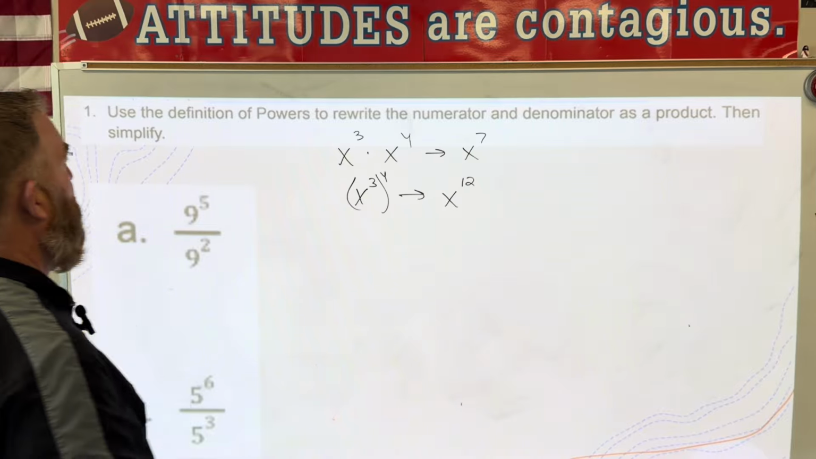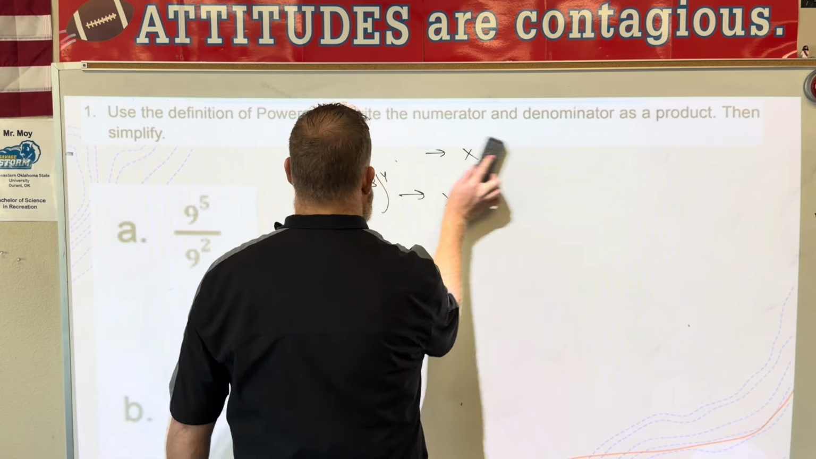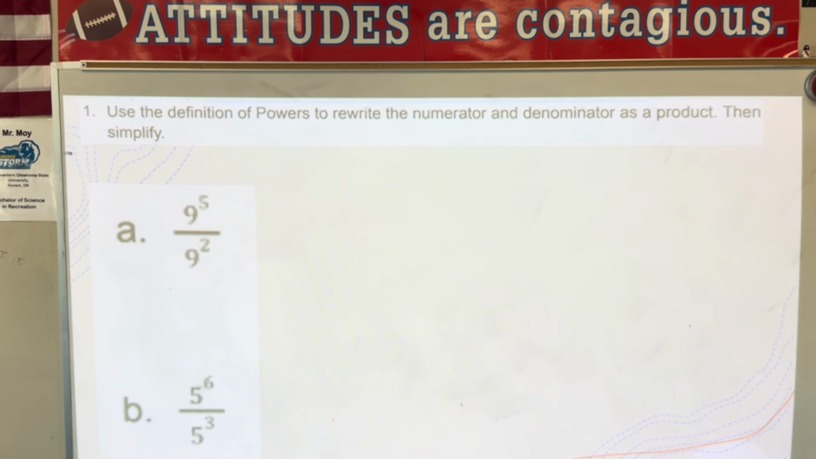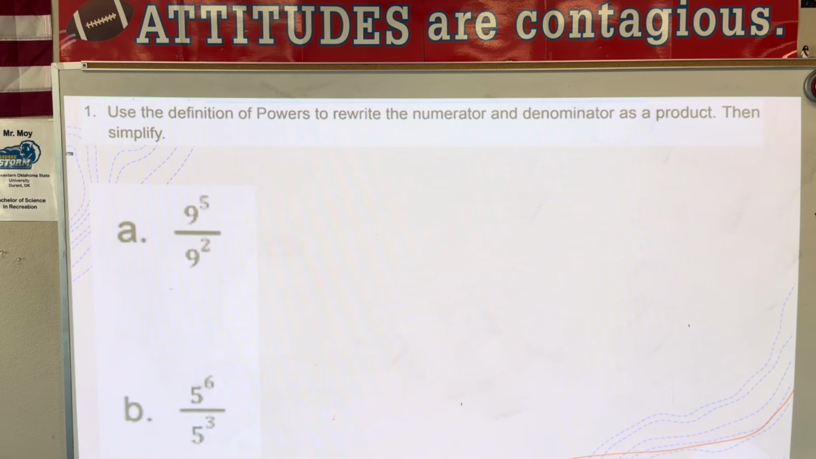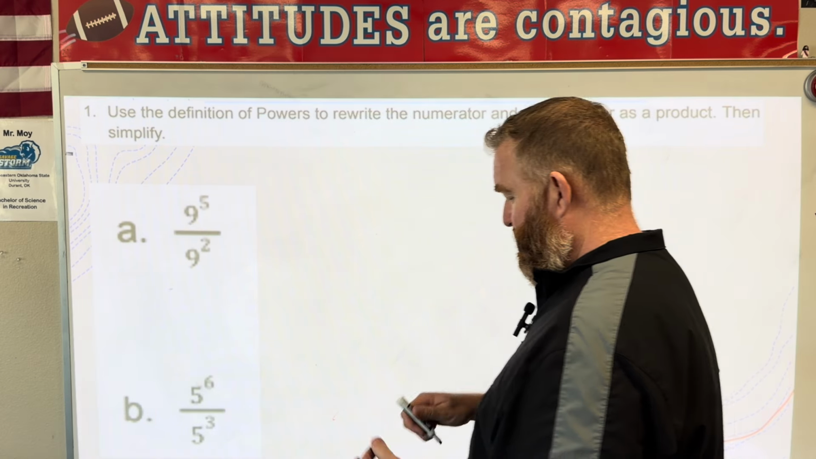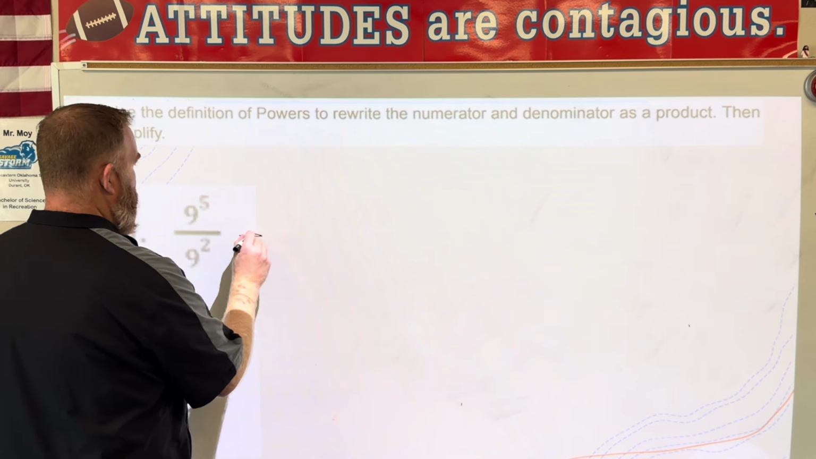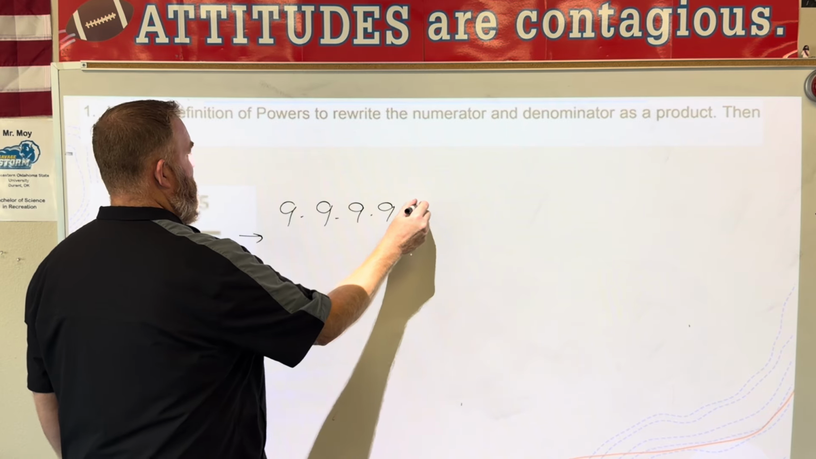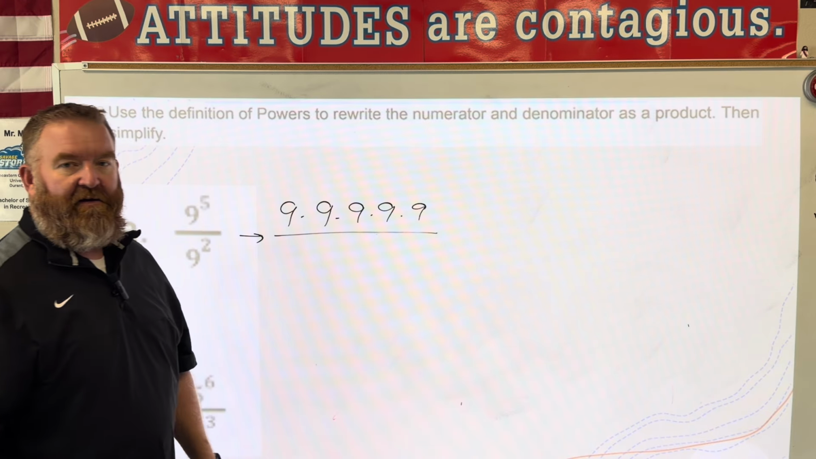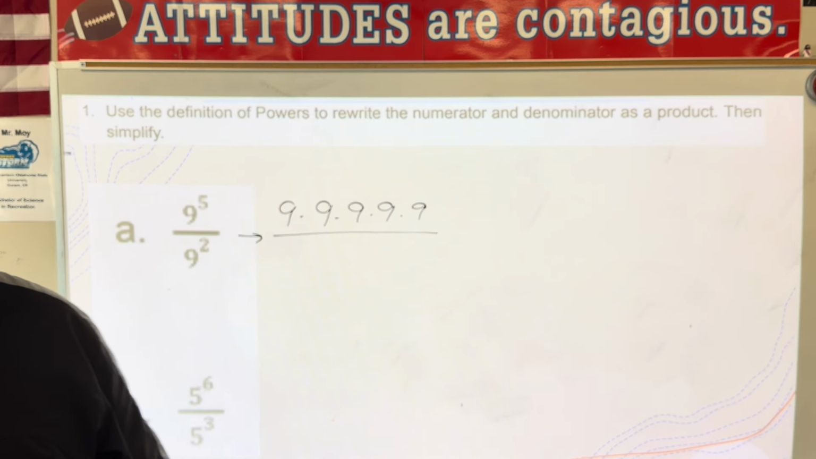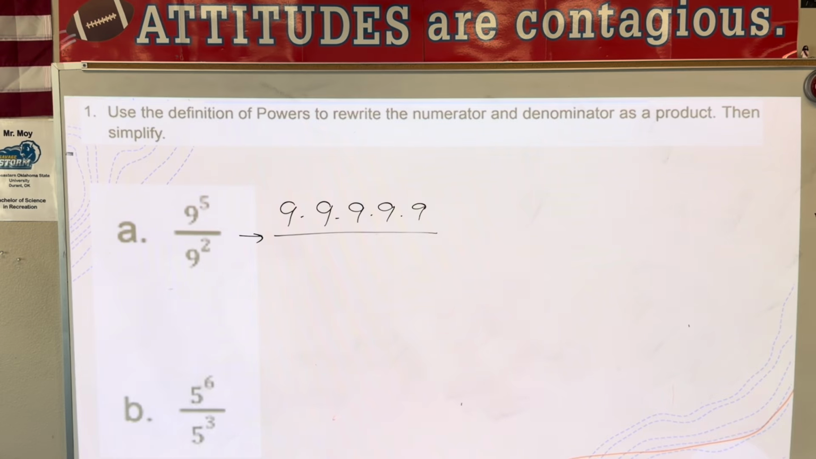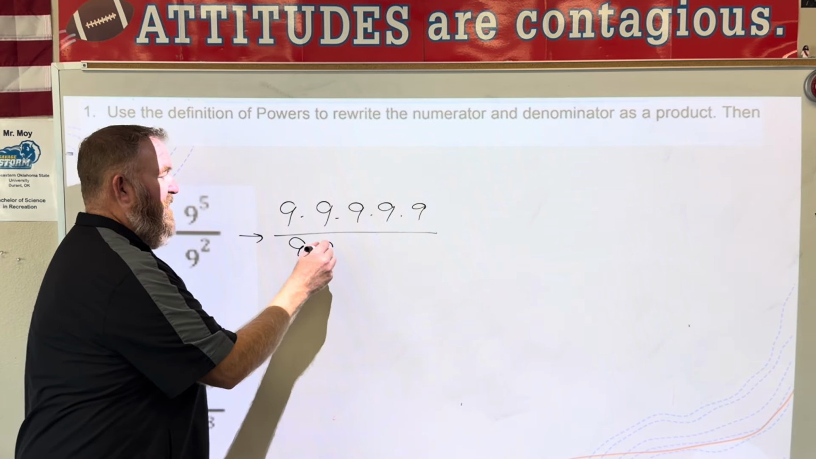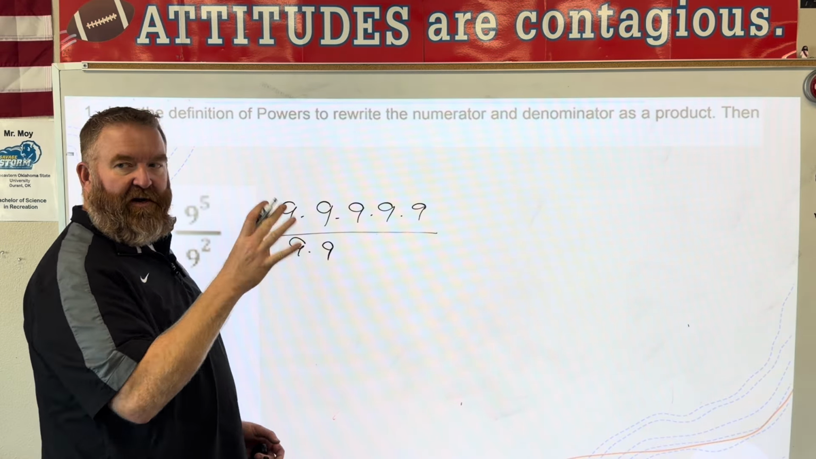Using the definition of power to power is to rewrite the numerator and denominator as a product, then simplify it. So here we go. All I did was I read the top: 9 to the fifth over 9 to the second power. Now, what does 9 to the fifth mean, guys? Yeah, so how would I write it? 9 times 9 times 9 times 9 times 9. And then what's 9 to the second power? 9 times 9, right?